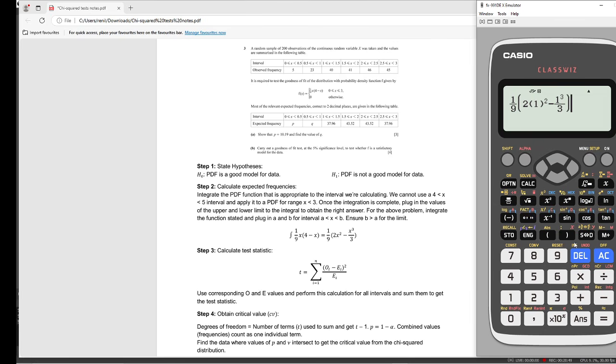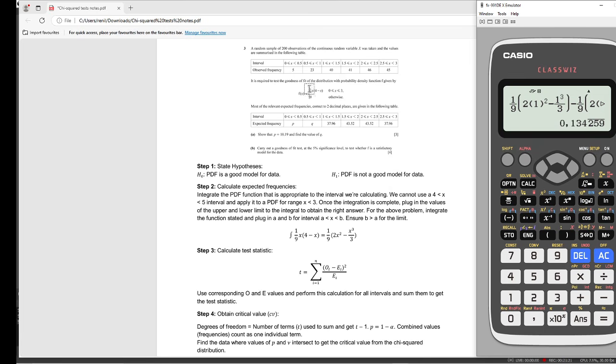Okay, and now we're going to minus that with 1 by 9 times, this is the distributive property of multiplication, and we're going to have the lower limit, which is 0.5 squared, and subtract that with 0.5 cubed divided by 3, and we get 29 by 216. This is the probability of it occurring.